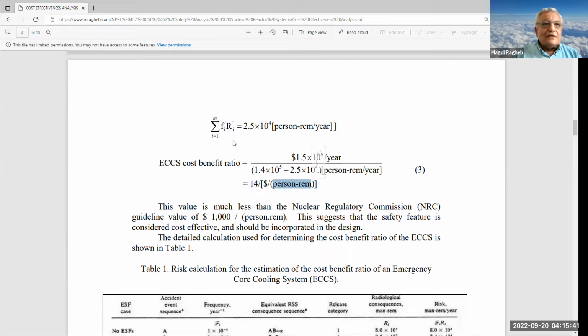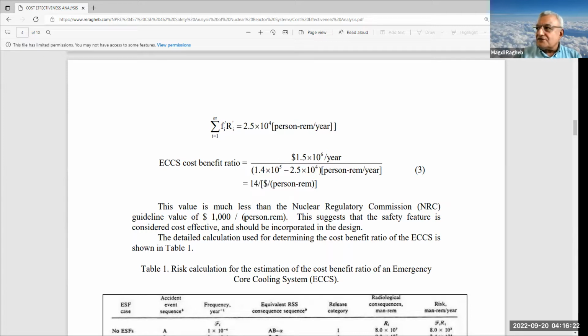Now, without the idea of dealing with the overall economic system, adding that emergency core cooling system, and that is an actual case from the reactor safety study that studied the safety of nuclear power plants. The Nuclear Regulatory Commission says that if the cost-benefit ratio is less than $1,000 per reduction of the dose or the harm that you can cause people from radiation, by one person receiving one REM, you go and implement that safety feature.